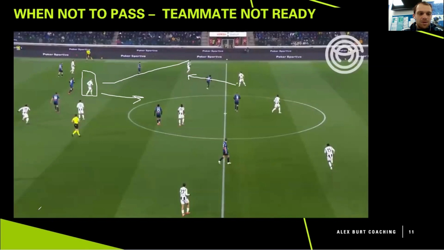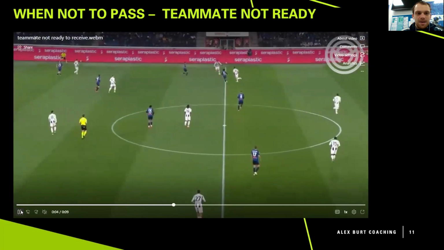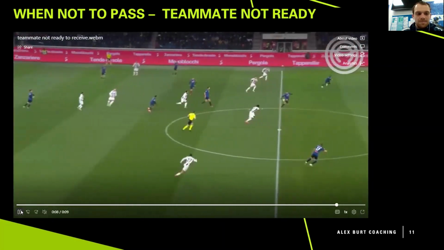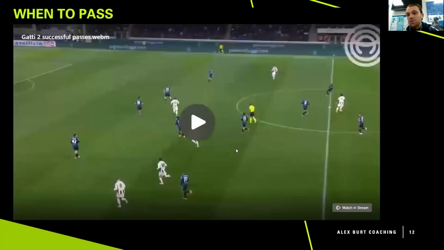And as we play the clip forward, you can see that actually he's not expecting the pass at all, and it leads to a loss of possession. So here's when not to pass. Let's take a look at some examples of when Gatti chose to pass and it was the right decision to do so.